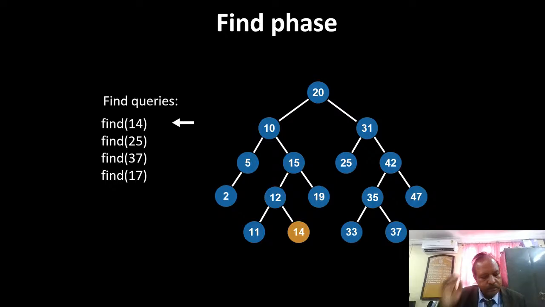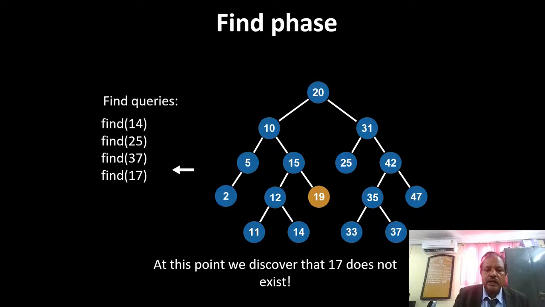Next, find 25. Then start from the beginning. 25 is greater than 20, and less than 31, so you got that one. Similarly, I want to find 37, right? 37 is greater than 20, greater than 31, less than 42, greater than 35, so 37 is found. Suppose I want to find 17, I have to check whether it is there or not. Greater than 10, greater than 15, less than 19. So 17 is not found. So at this point we discovered that 17 does not exist in this binary search tree.